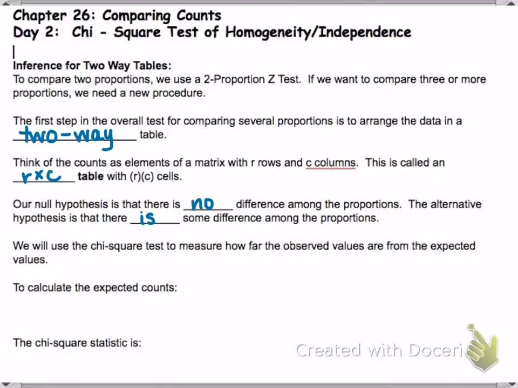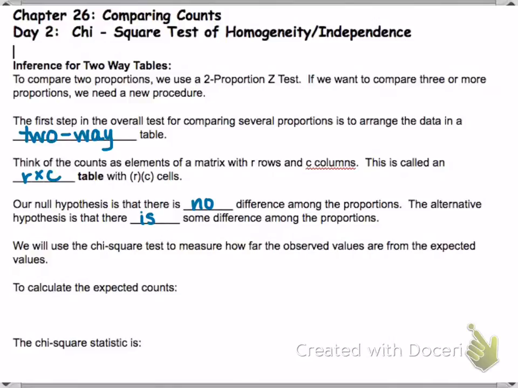proportions. Okay, so we're going to use the chi-square test to measure how far, again, this is going to feel similar to what we learned on Monday. We're going to use the chi-square test to measure how far the observed values are from the expected values. Now to do that, you're going to have to figure out what the expected values would be for each individual cell in the table. And we'll walk through that for a specific example or two in a minute.